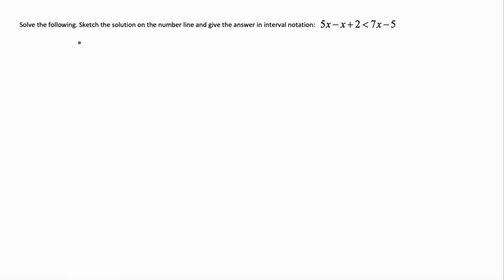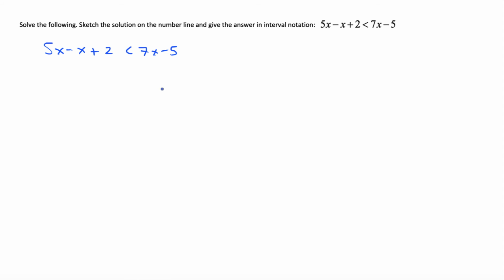Solve the following, sketch the solution on the number line, and give the answer in interval notation. The inequality we have is 5x minus x plus 2 is less than 7x minus 5. Now we know that we do want to isolate x, right? We have to get the x by itself, but in this case we see an x on both sides of the inequality. Now we still have to follow the same rules.